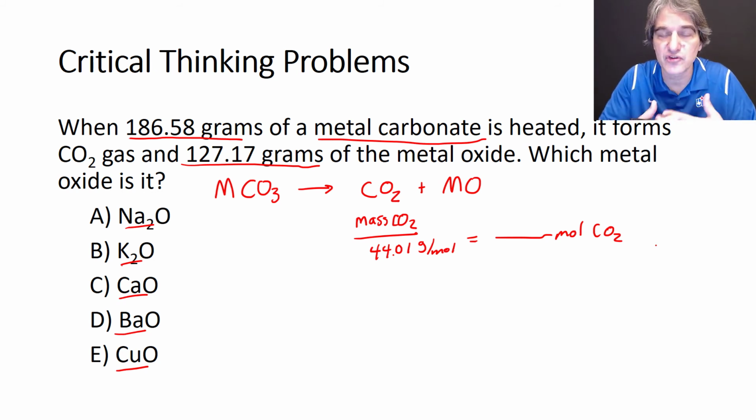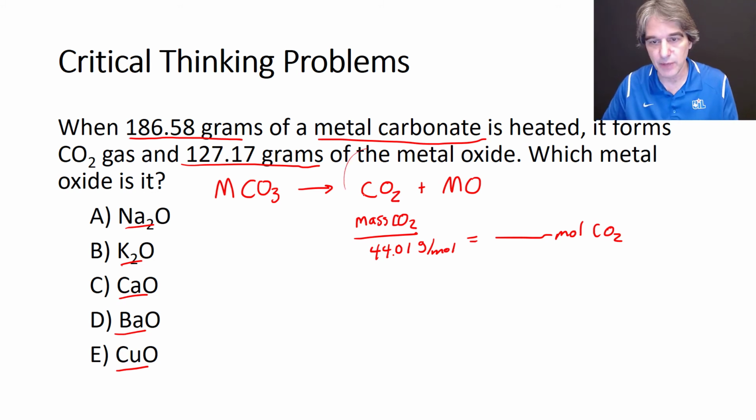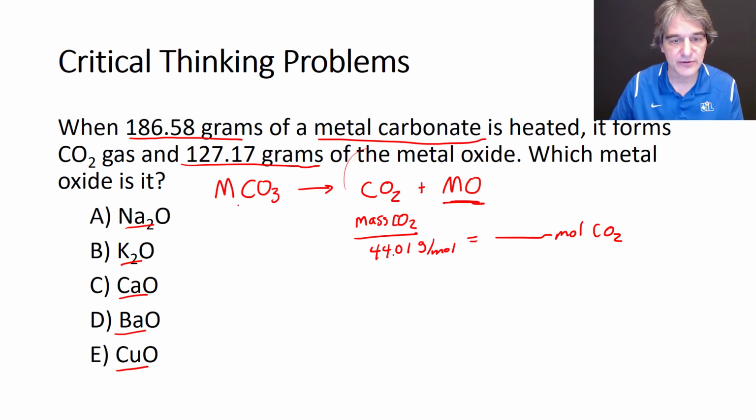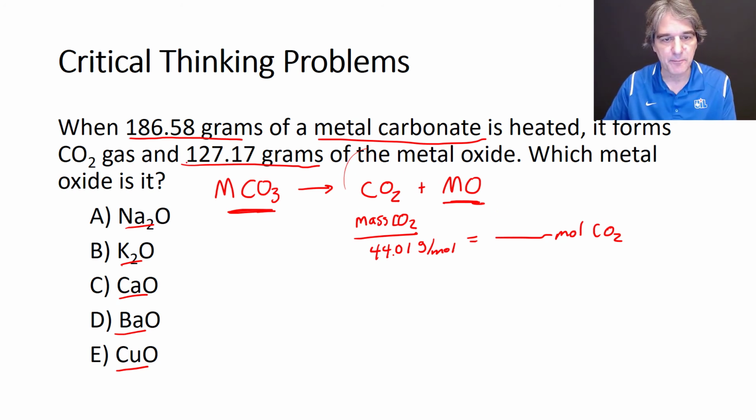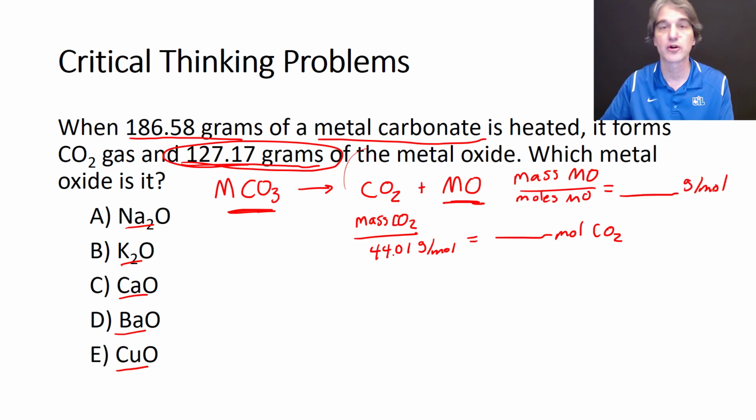Now if you can do those 2 things, if you can write the balanced equation, figure out the mass of CO2 and divide by the molar mass to get the moles of CO2, well, that tells you the moles of the metal oxide and the moles of the metal carbonate, because they're the same. So if you know the mass of the metal oxide and you know the number of moles of the metal oxide, you can take the mass of the metal oxide divided by moles of metal oxide. That gives you grams per mole. That's the molar mass, and you just find which one of these has that molar mass.